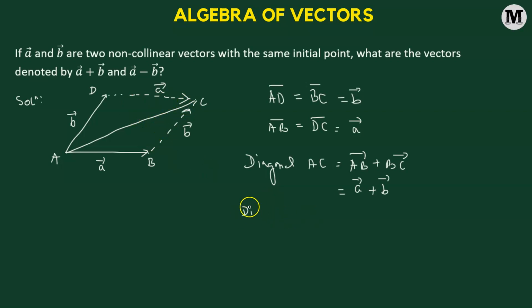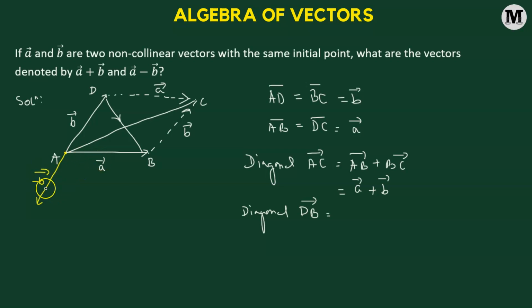Let's consider the diagonal DB vector. Now from this figure, what is DB vector? We'll have to work through it. So let's take the negative of vector B. All we have to do is, considering the same initial point for vector B, we draw another vector which is in exactly the opposite direction of vector B and has the same magnitude as vector B. So that means this is going to be our negative B vector.